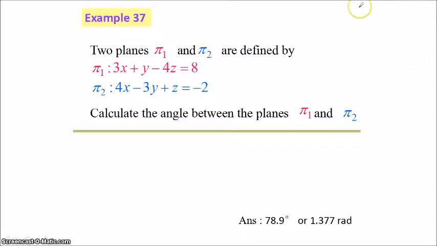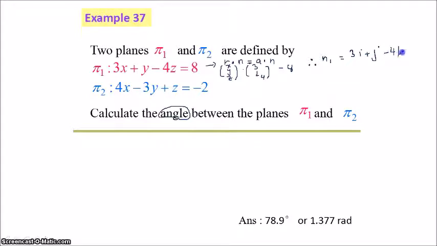So we move on. Example 37. Two planes pi 1 and pi 2 are defined by the following. We need to calculate the angle between the planes pi 1 and pi 2. Here you need to remember to find where your normal vector is. From the first plane pi 1, from the formula r dot n equals a dot n, you know that r is x, y, z vector. And n is 3, 1, and negative 4 in this case. So the normal equals 3i plus j minus 4k.